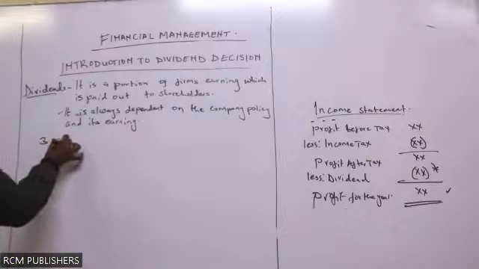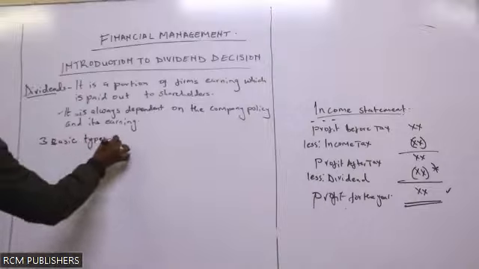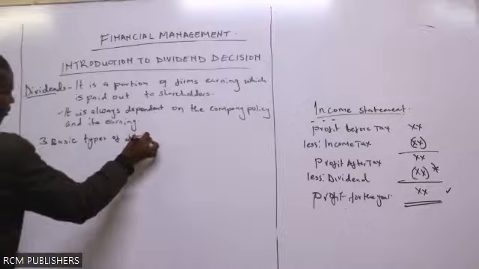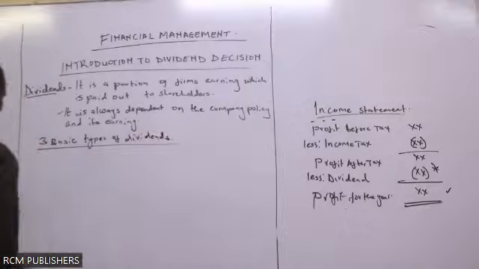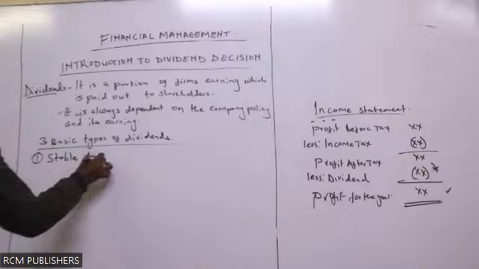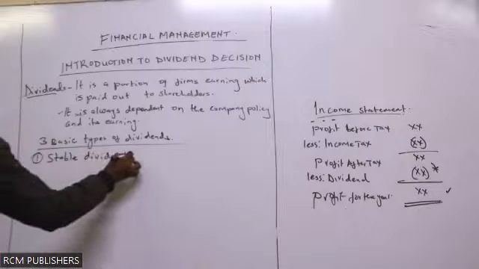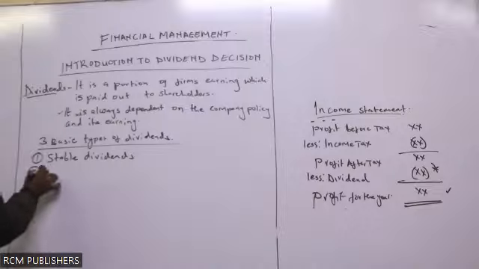There are three basic types of dividend. One, stable dividend. Two, target payout ratio.